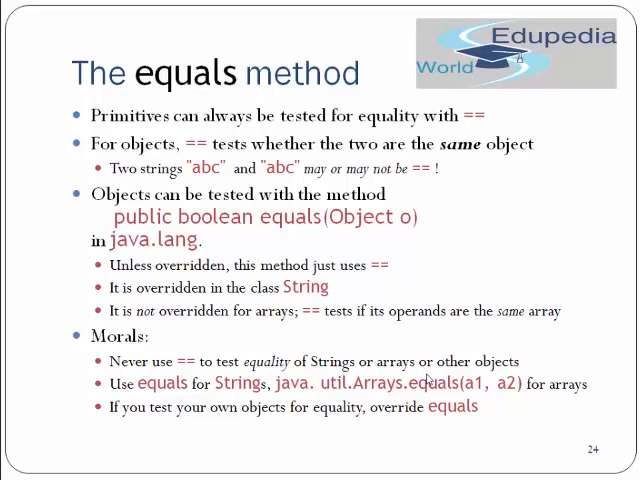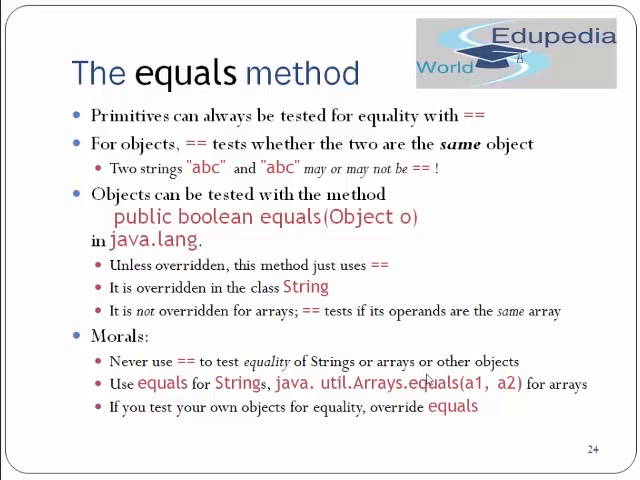But for objects, double equals tests whether the two are the same object. So if we have two strings, ABC and ABC, they may or may not be equal. Why? Because they may have different memory locations and may be allocated to different objects. If it is a different object, it might give you false even if the value is the same. So double equals actually checks reference equality. If you want to check the values, objects can be tested with the equals method.